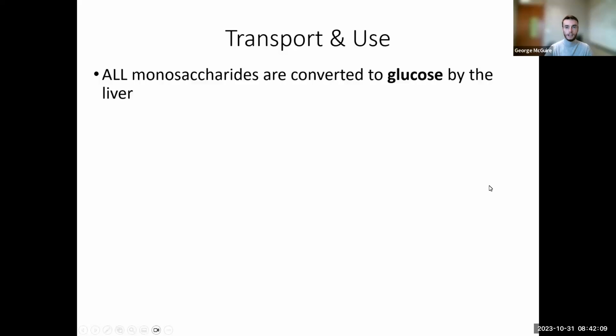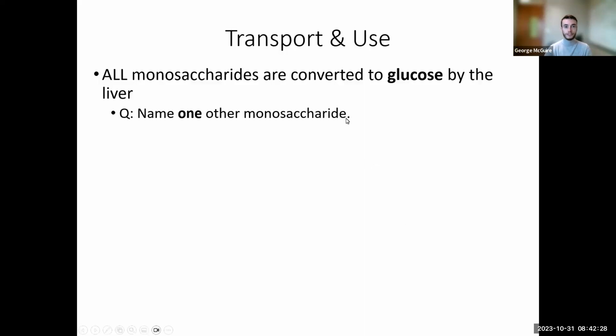So all of the carbohydrates are going to be digested and broken down into monosaccharides and then absorbed into our intestinal cells and towards our liver. And in the liver, all of those monosaccharides will be converted to glucose.